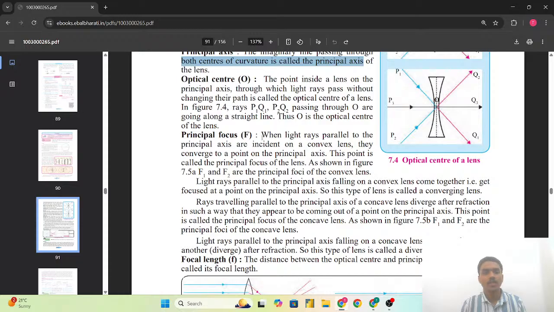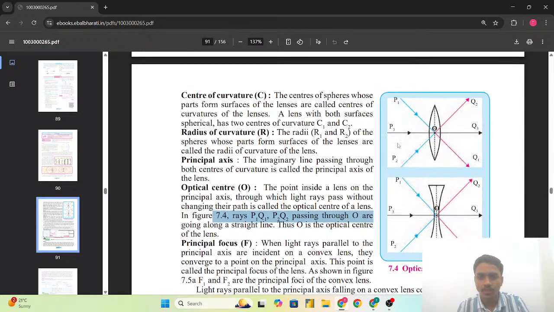Next is optical center. The point inside a lens on the principal axis through which light rays pass without changing their path is called the optical center of the lens. In figure 7.4, rays P1, Q1, P2, Q2 passing through O are going along a straight line. Thus, O is the optical center of the lens.